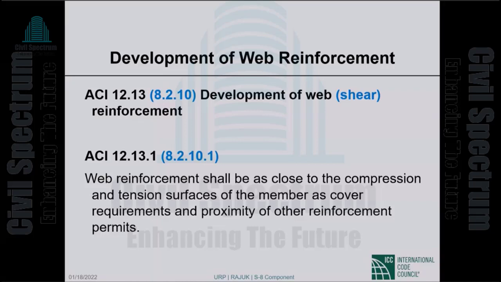Okay. So development of web reinforcement. Web reinforcement shall be, this is important, as close to the compression and tension surfaces of the member as cover requirements and proximity of other reinforcement permits. This is actually a requirement. Okay, web reinforcement shall be as close to the compression and tension surfaces of the member as practicable.